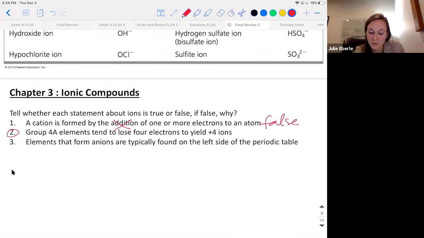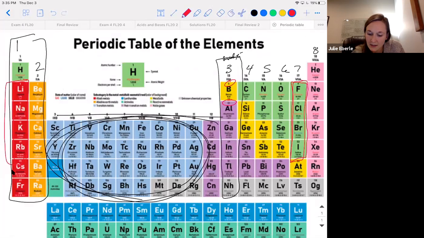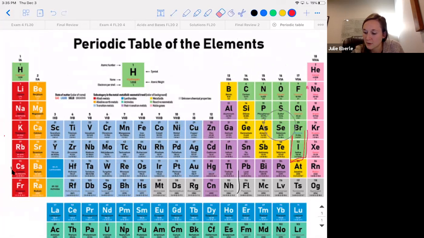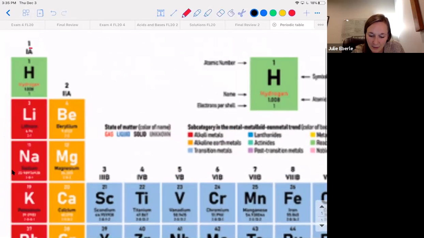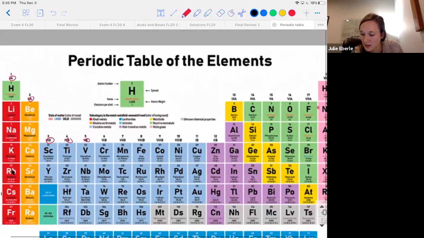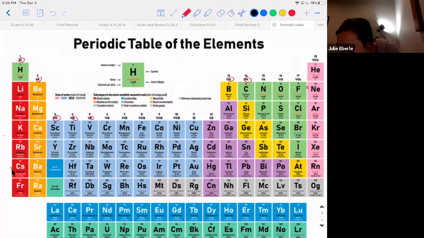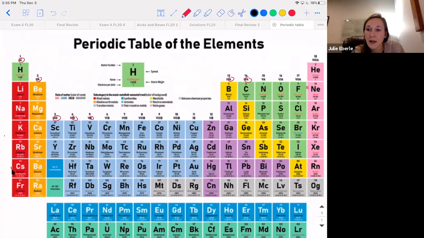Okay, number 2, group 4A. What does that mean? Just to jog your memory, we indicate main group versus a non-main group element with A's and B's. There's an A right here, and then this is a B. These are all B's. So these are denoting main groups, okay? If it says 4A, we're talking about a main group. So we're talking about this group right here, carbon, silicon, germanium, that group.